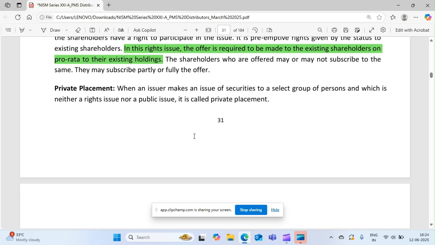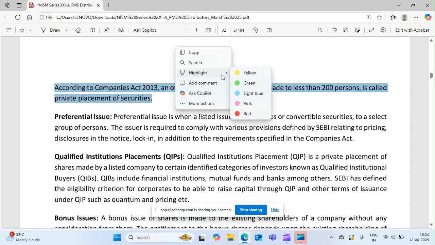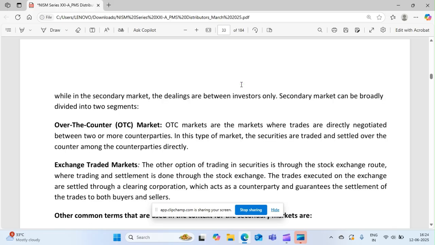Then there's private placement, about which we have already spoken. Private placement has to be made to less than 200 persons. Please note this down for exam. In exam your question could be, what is the maximum number of investors to whom securities under private placement can be offered? 50, 100, up to 200, or less than 200, or more than 200, right? Such a kind of question may come, so you need to look at that.